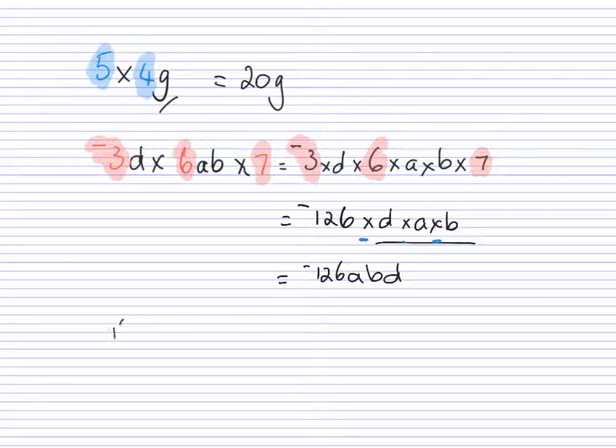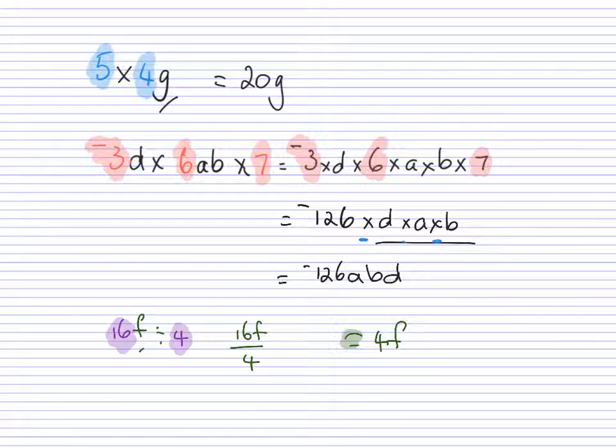Let's now have a look at a division. So let's say we had 16f divided by 4, or you could see it written as 16f over 4. They're essentially the same thing. Once again we need to look at our real numbers, which is 16 and 4. Now 16 divided by 4 is 4. And our pronumeral here is f, so the answer is 4f.